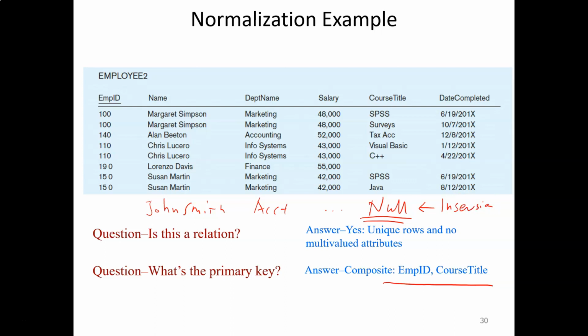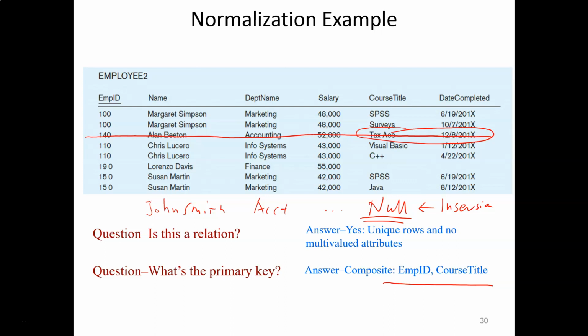Let's say we want to delete a record from this table. Let's say we want to delete the record of Alan Beaton, employee number 140. Alan Beaton no longer works for us, so we're going to delete Alan Beaton's information from this table. Well, as we delete this record, not only have we deleted Alan Beaton's information, we also have deleted the information that there is a course called tax accounting that was given on December 8th, 2000X. Do you see that? So we are deleting more information than we intend to. So that's called a deletion anomaly.